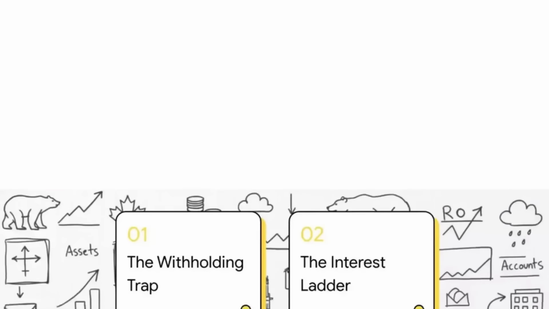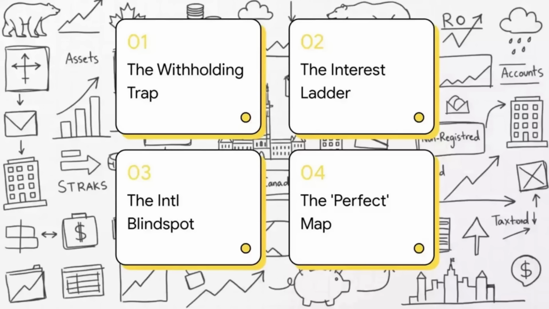We are going to cover 4 things. 1. The withholding trap. Why the TFSA is actually considered a foreign trust by the US government and how that triggers the penalty. 2. The interest ladder. Why your GICs and bonds are ticking time bombs in a non-registered account when you factor in inflation.